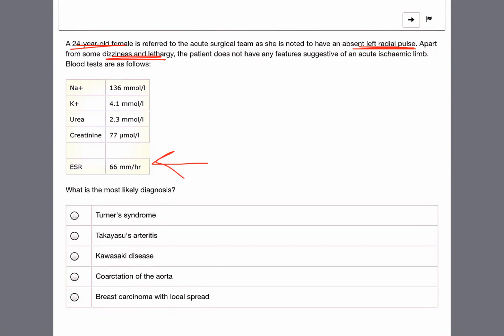Yes, ESR elevated. Okay, this is a typical picture for Takayasu arteritis. Young female, absent radial pulse, some problem with the arch vessels in the form of dizziness and lethargy, because it's more affecting the proximal part of the artery. Okay, with high ESR, it's pathognomonic or mostly will be Takayasu.